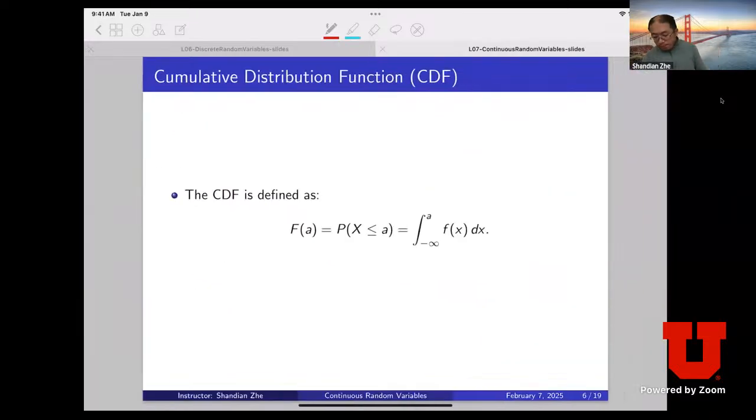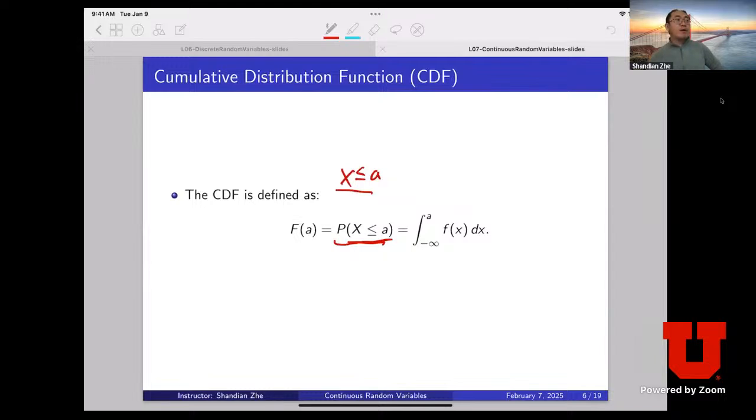Okay, so if we further introduce the cumulative distribution function, it will deepen our understanding of the PDF function. So what is the CDF? The definition of the CDF for a continuous random variable is exactly the same as for a discrete random variable. It is defined as the probability of a type of events, and this type of events is defined as X less than or equal to A.